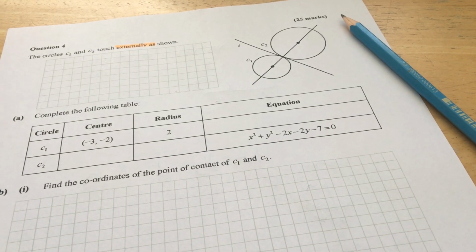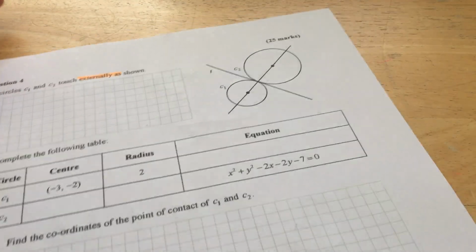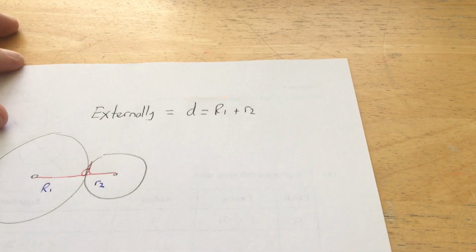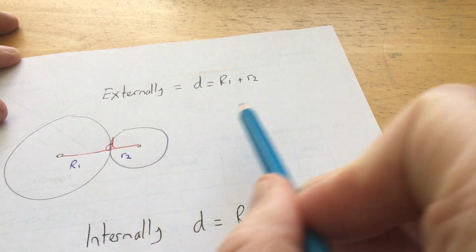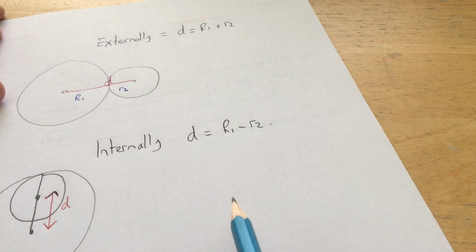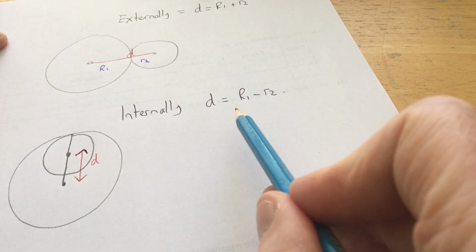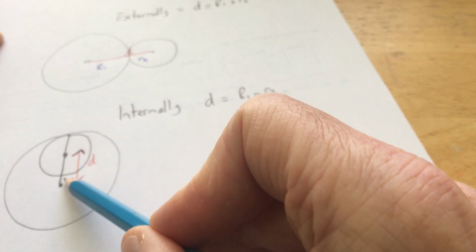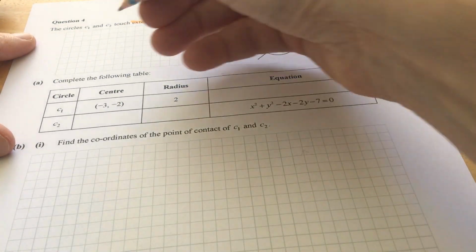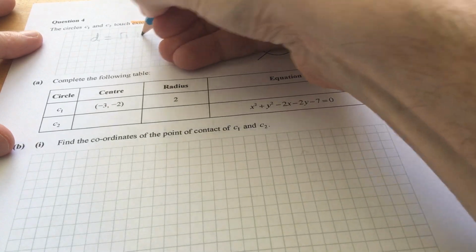So the 2013 circle question: two circles touch externally. If they touch externally, then the distance between their centres is the sum of the two radii. The other condition is if they touch internally, then the distance between the centres is the difference in the radii. So it's the big radius minus the small radius, and that will be the distance between the centres. We're told that they touch externally, so that means the distance is just the sum of the two radii added together.